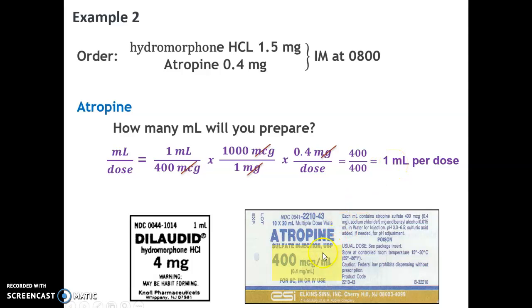Now, I would like to point out that on this label, you've got the concentration listed 2 different ways. I worked with the big one, the big bold, it was easy to see. 400 micrograms is 1 milliliter, okay? But below it, smaller, it tells you 0.4 milligrams is 1 milliliter. And that would have been an easier choice for us, especially since our order is written in milligrams, okay? So that would have eliminated the second fraction, that conversion. So work with either one of them. You should get the same answer either way, okay?